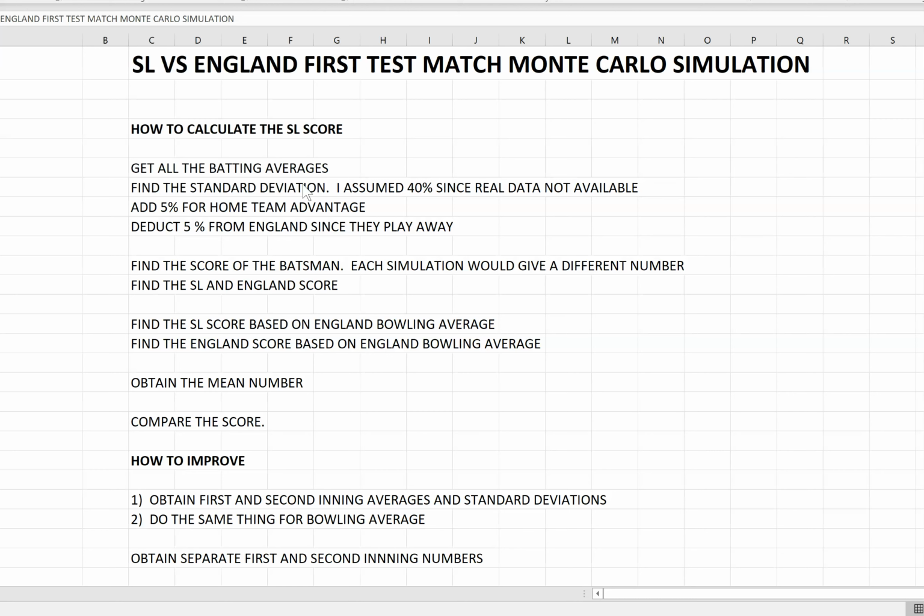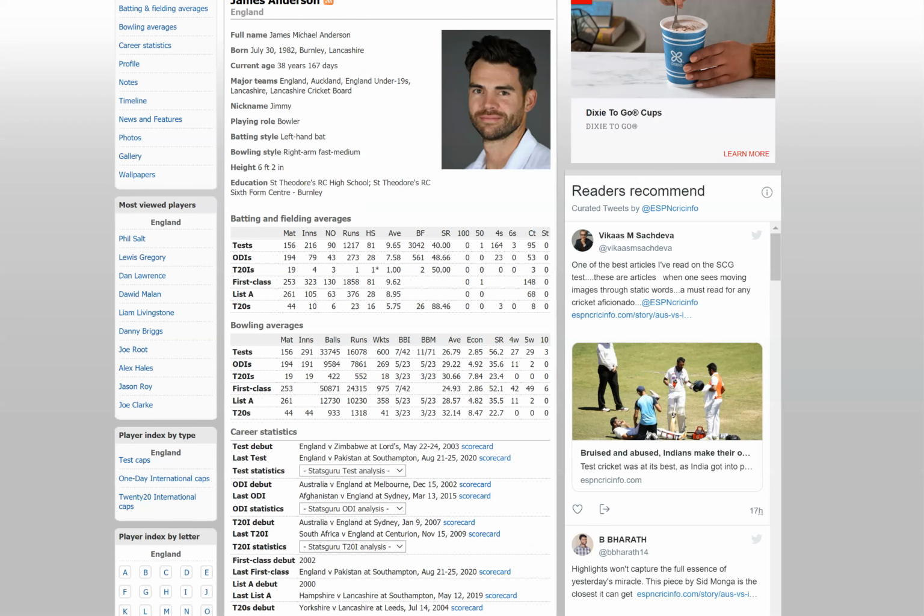There's the equation for that, the sum of x minus mu squared over n, square rooted. You could look it up in a statistics book. So you get the standard deviation. In this case, I don't have the standard deviation of each player, so I just assumed 40%, which seems to be reasonable. And then I added 5% for the home team advantage for the Sri Lankan team. That seems to be reasonable, but if I want to improve it, I could get the home averages, but I did not do that. I just got the regular average that is shown on Cricinfo.